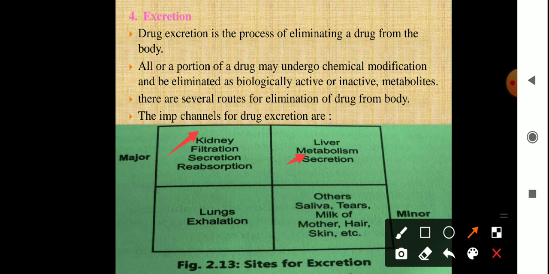In the kidney, glomerular filtration, tubular secretion, and reabsorption are the processes by which excretion will occur. And in the liver, metabolism and secretion. And in the lungs, exhalation: through exhalation, the elimination of some of the drugs can be done. Others may be eliminated through saliva, tears, milk of the mother, and hair and skin through sweat.